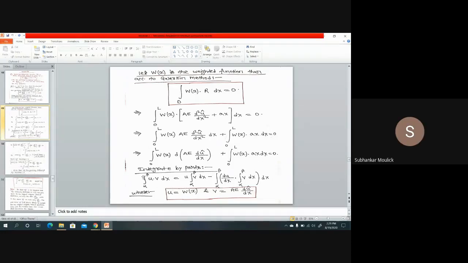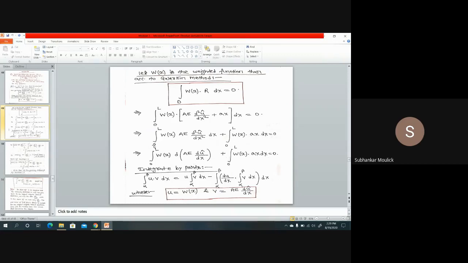Yes, sir. So in the given expression, integral 0 to L w of x d of A E du cap over dx, I have to solve this by parts. I will not solve this part. Why? Because I am not finding the solution of the problem. I am finding the weak form of the problem, and weak form is present in the left portion of the integral. So I will not solve this part. I will keep this part as it is.